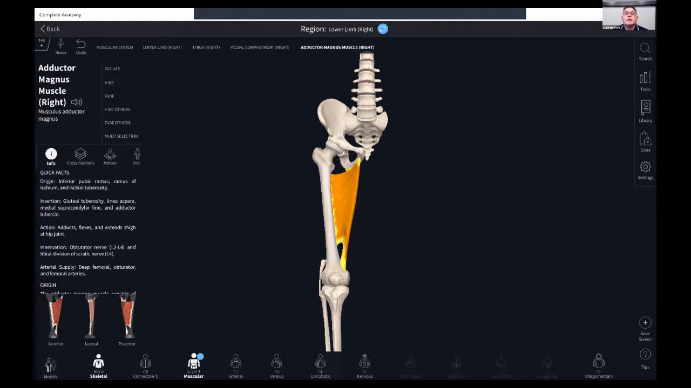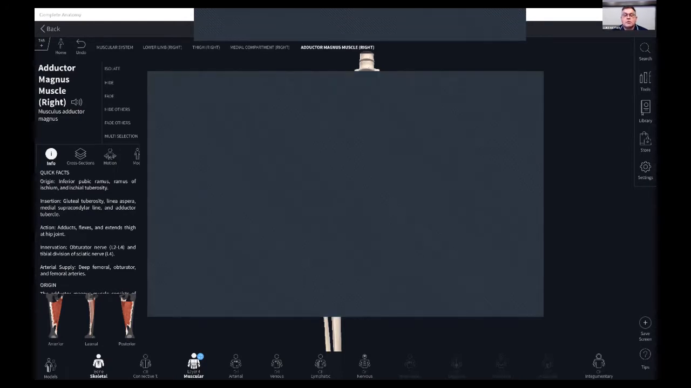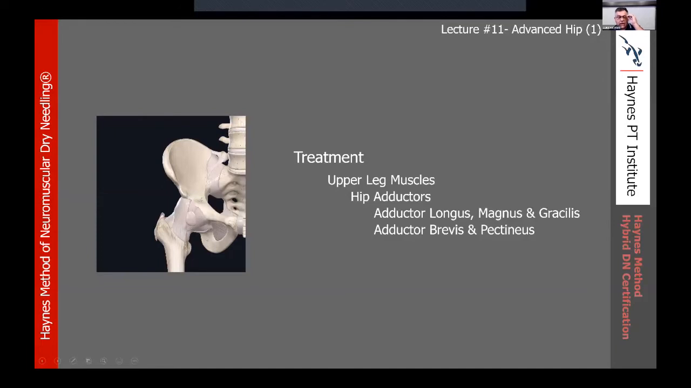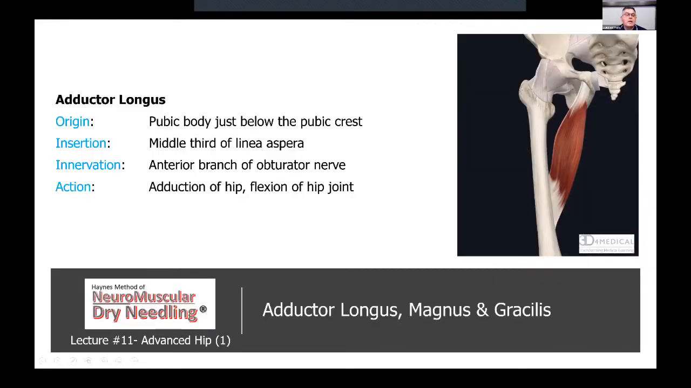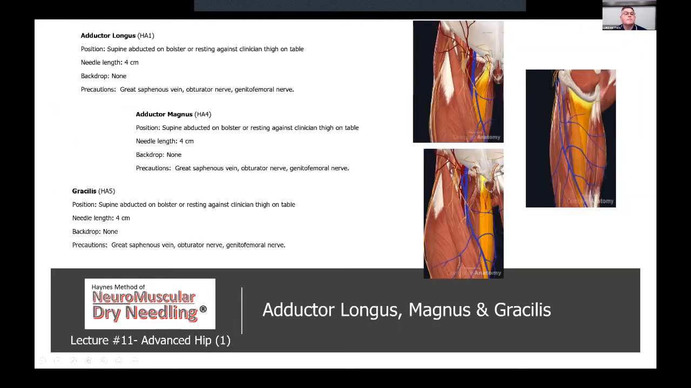Let me get my program together here. Okay, so let's come back here. For treatment, we're going to break the hip adductors into two different groups. The first will be the Adductor Longus, Magnus, and the Gracilis. And then the second group will look at the Adductor Brevis and then Pectineus.